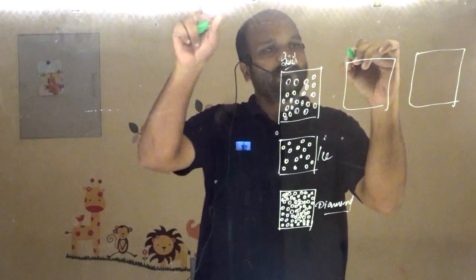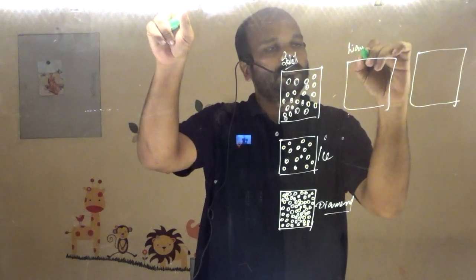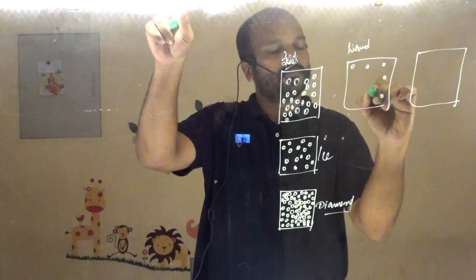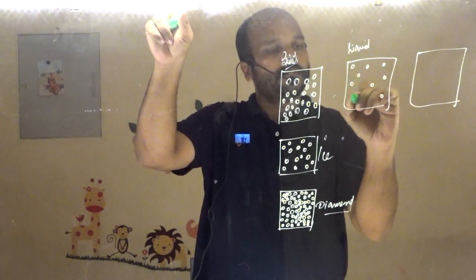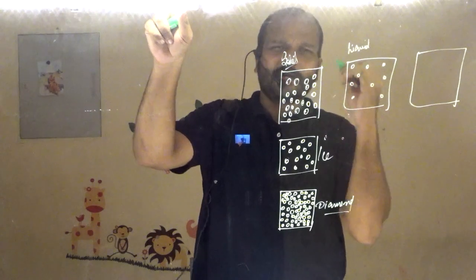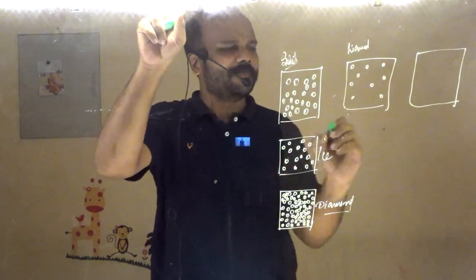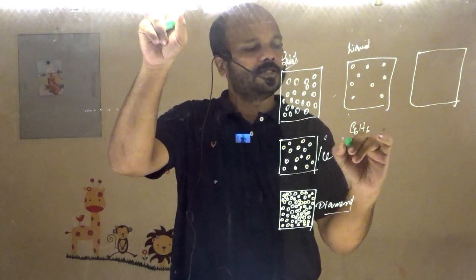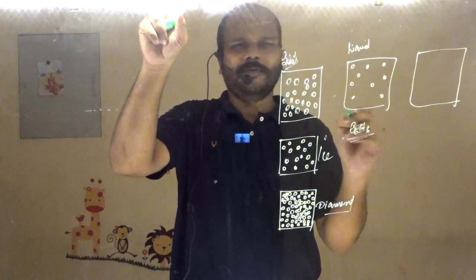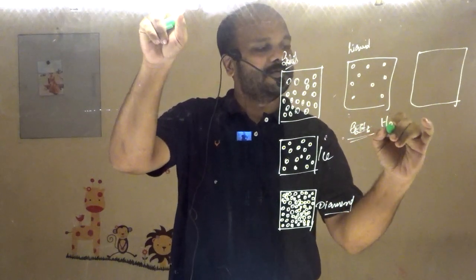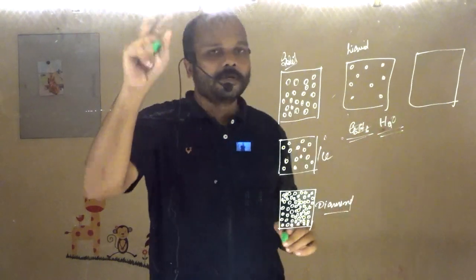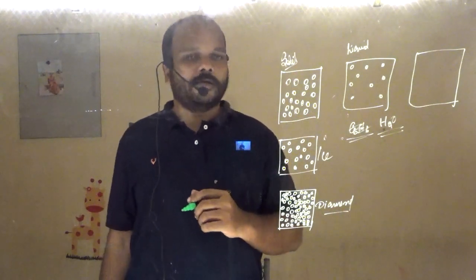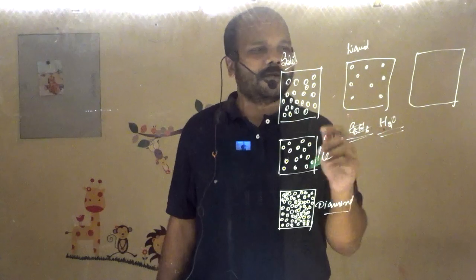On the other hand, for example, liquids. Here the particles, let this be water or any liquid. I can put it as hexane, C6H14. Sorry, let it be water itself. This is a common solvent. Hexane is C6H14. Rather than write the formula, I will write water.